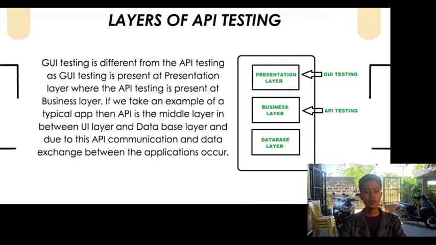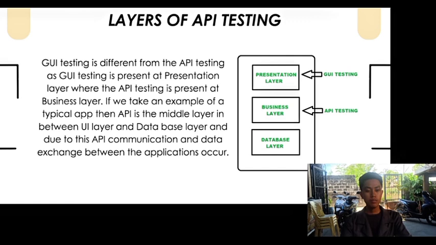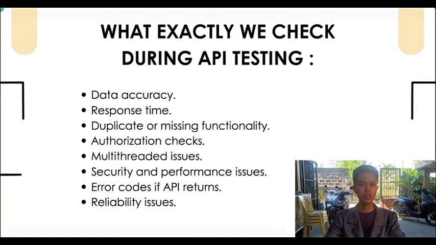GUI testing is different from API testing. GUI testing is present at the presentation layer, whereas API testing is present at the business layer. If we take an example of a typical app, the API sits in the middle layer between the UI layer and the database layer, and through API communication, the data exchange between the application components occurs.